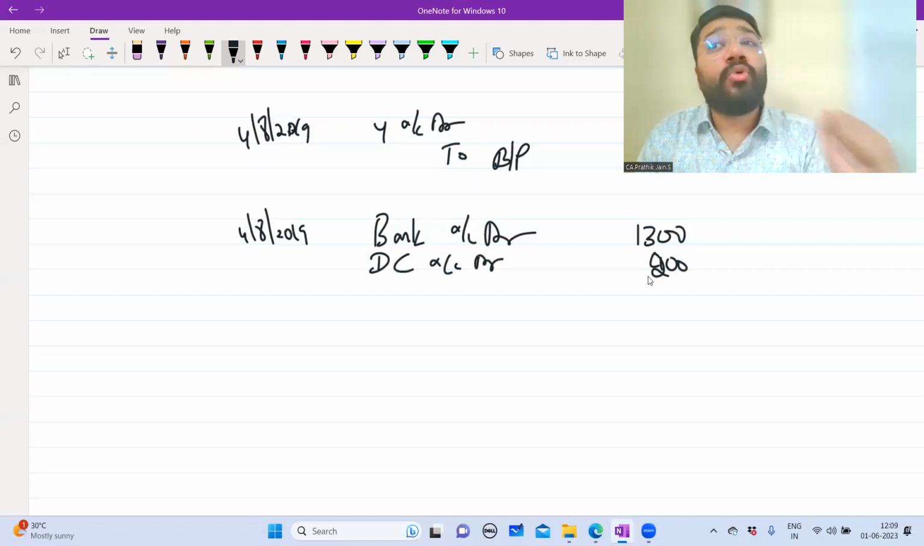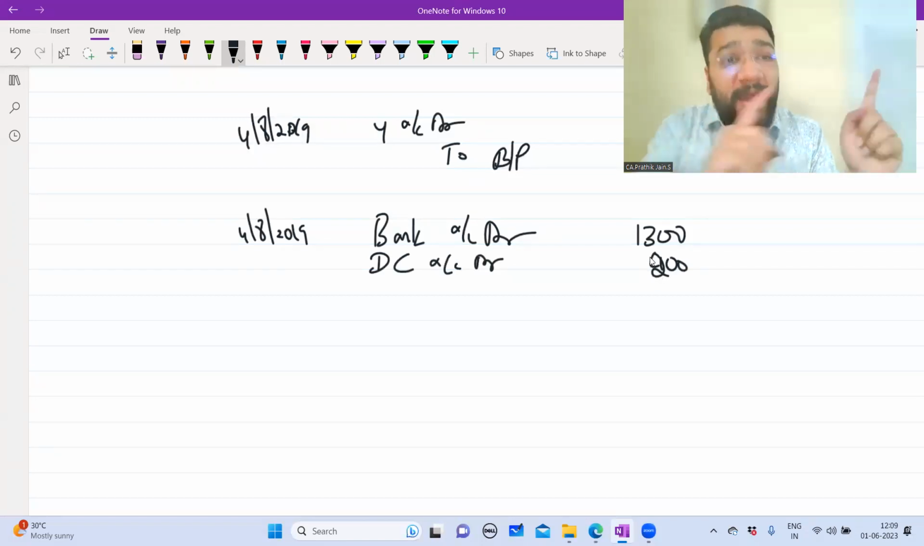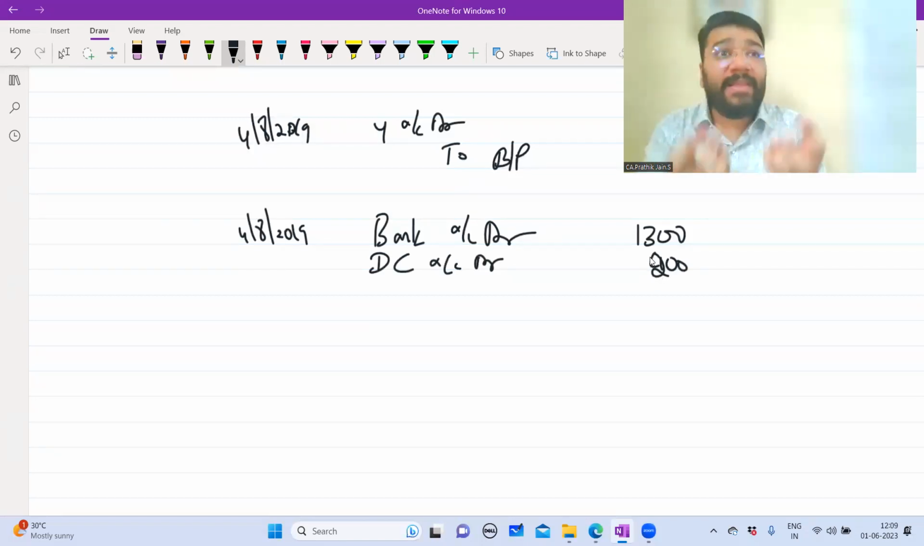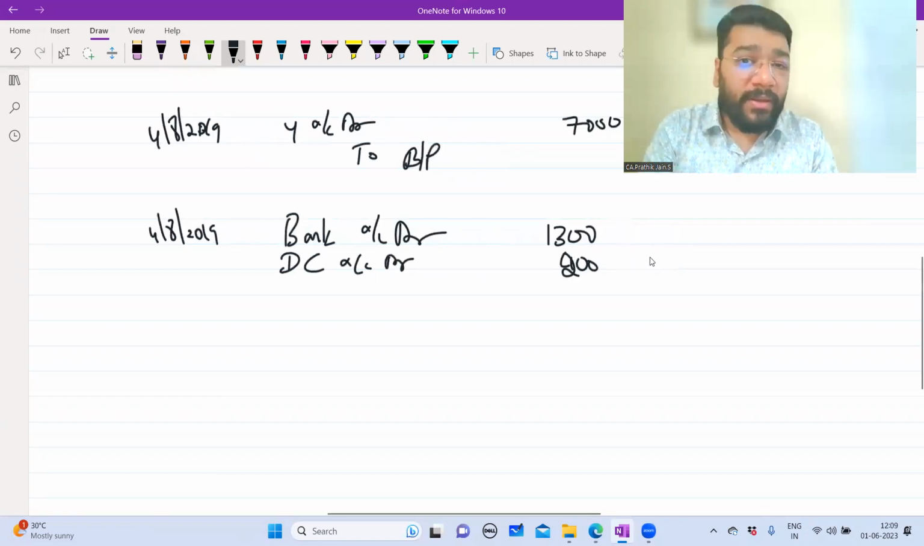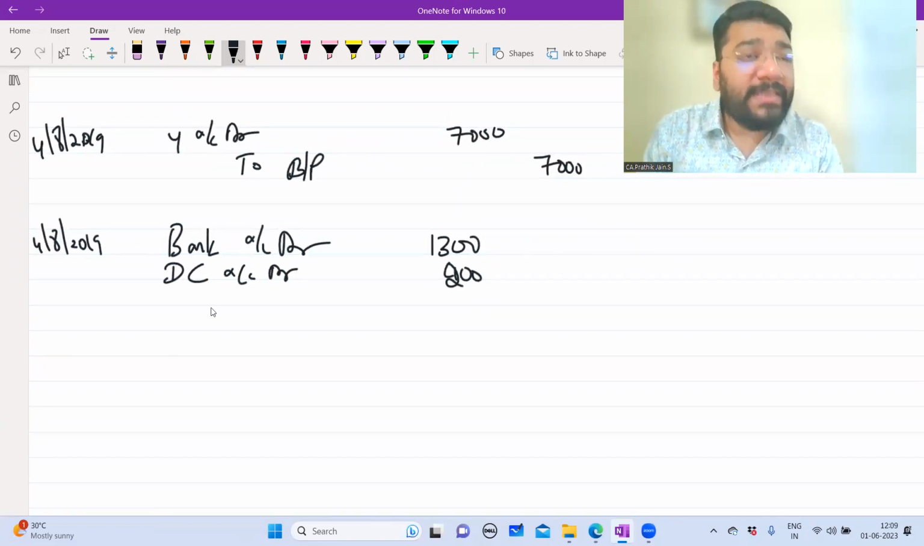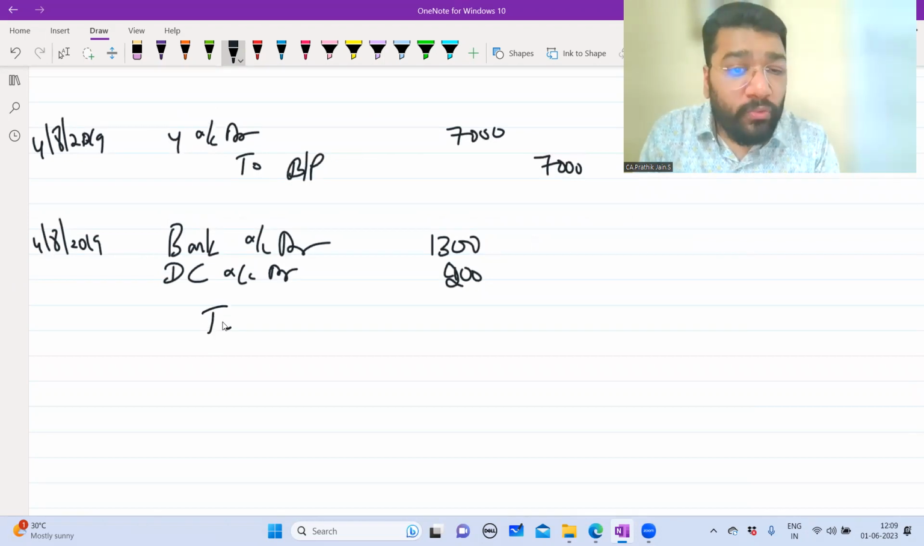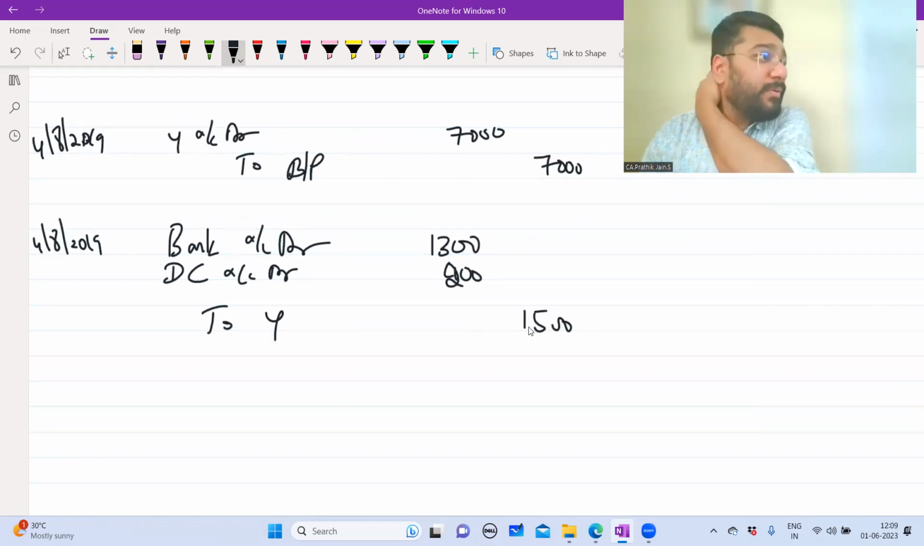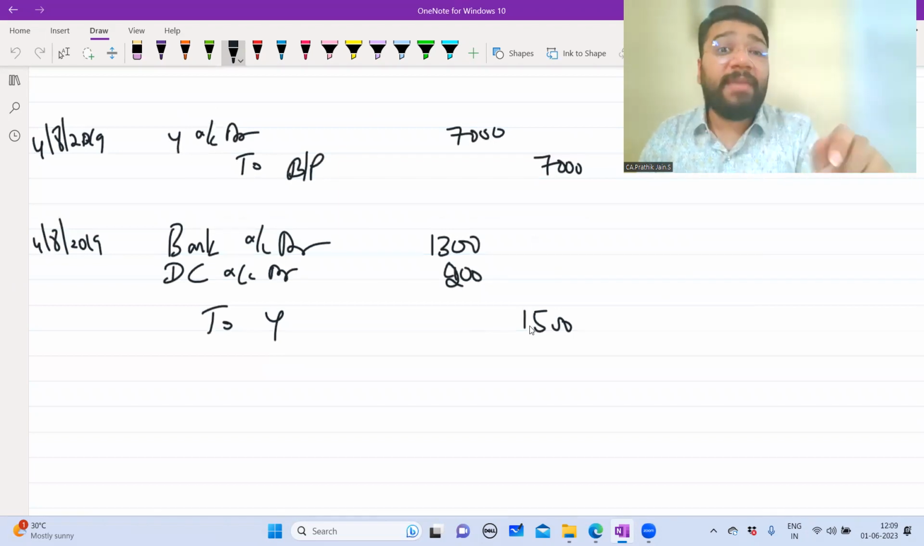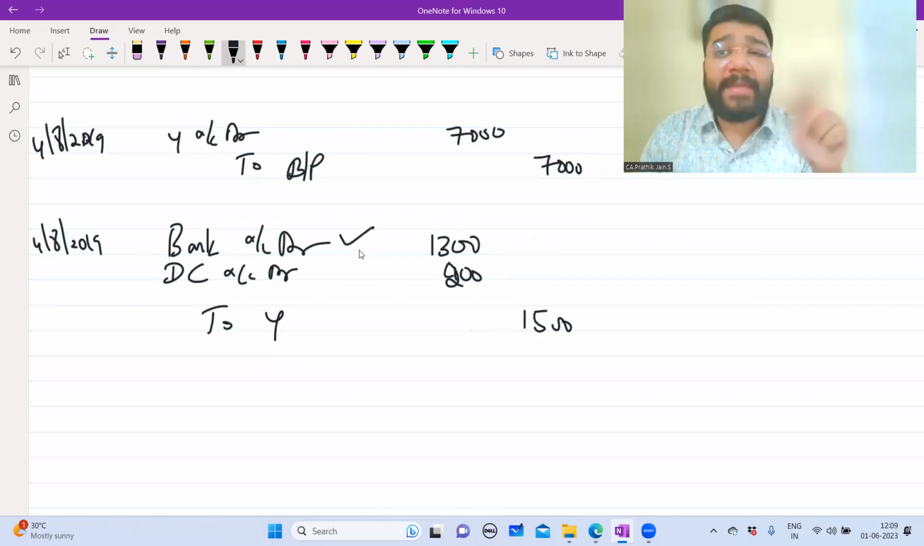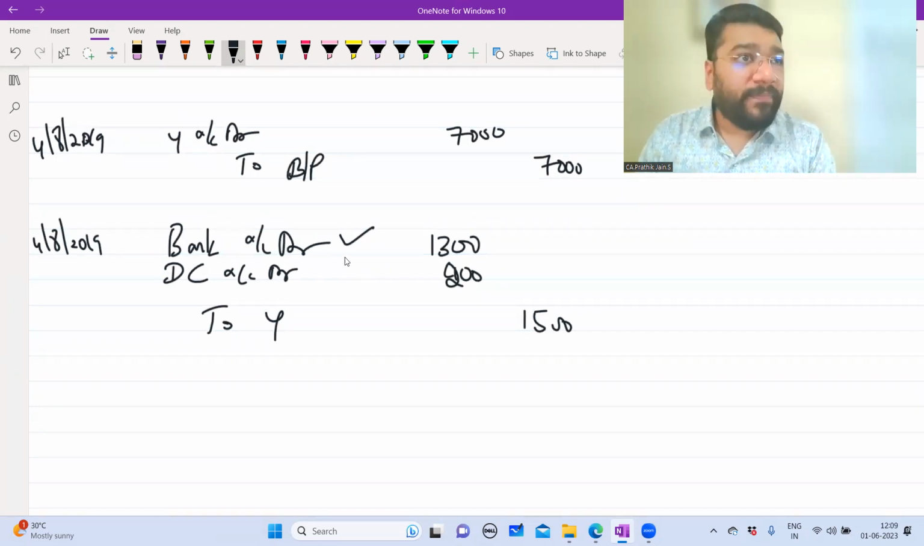Now who is paying money to whom? Y is making the payment to X. So X is receiving the money. So can I say Y is the giver of the payment? So it will be 2Y. 2Y how much? 1,500. Debit the receiver, credit the giver. So Y is the giver of this money. Sir, bank account mein paisa who is giving? Y. Debit the receiver, credit the giver.